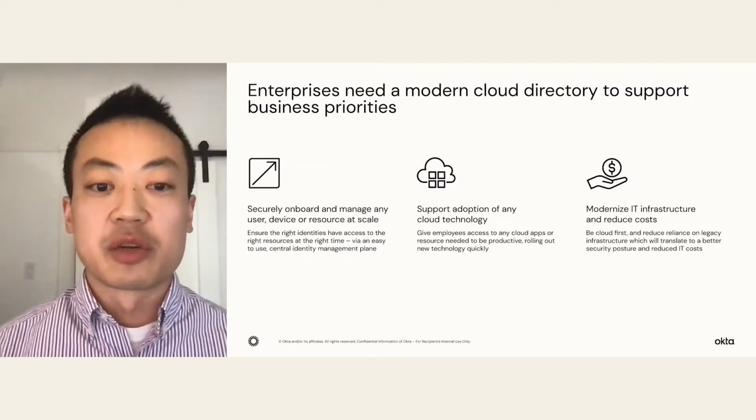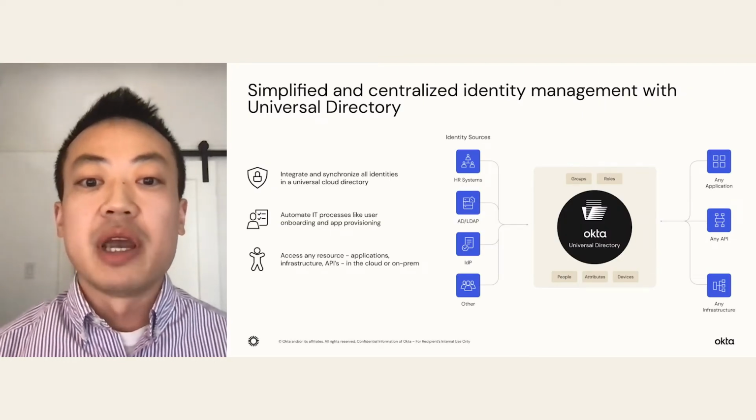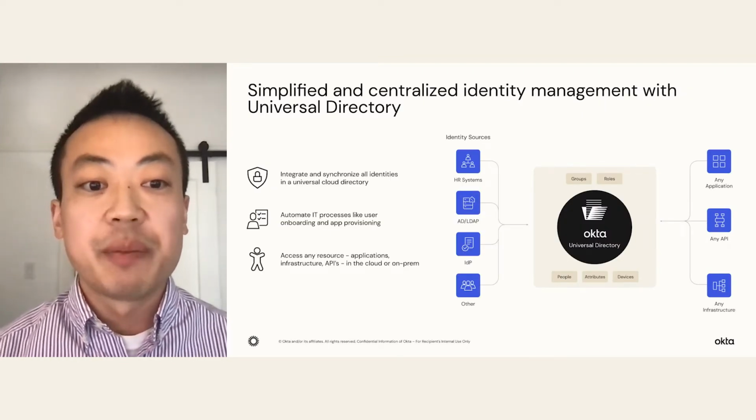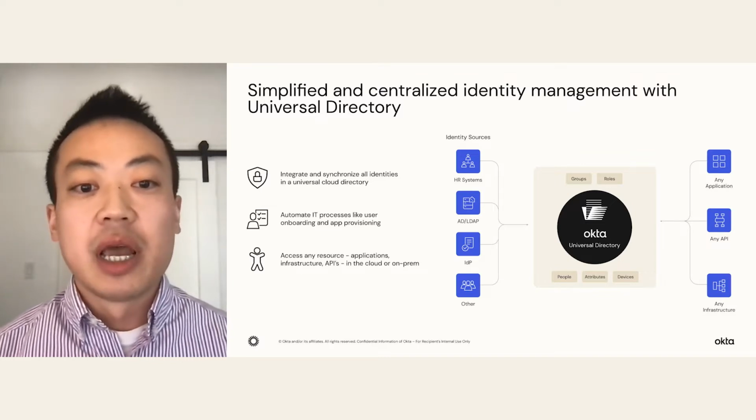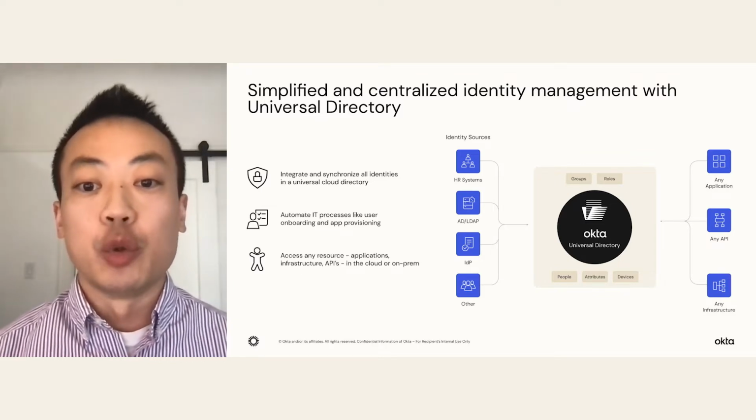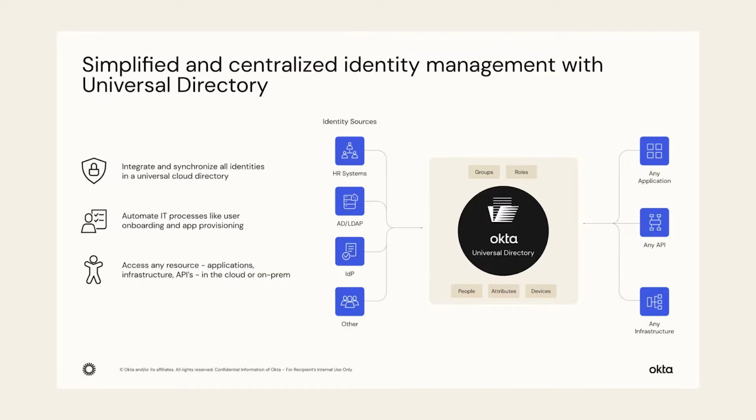So this is where Universal Directory comes into play. Universal Directory is Okta's cloud-based identity management plane that provides IT admins a consolidated view to manage users, groups, and devices across identity sources, ensuring the right identities have access to the right resources. So whether your source of truth is Active Directory, some HR systems or other legacy databases, Universal Directory helps you to move and manage those identities in the cloud, keep them in sync across identity sources, and helps you adopt the cloud technology your enterprise needs.